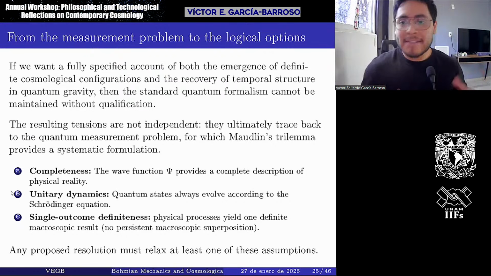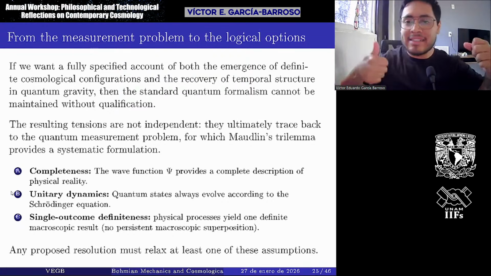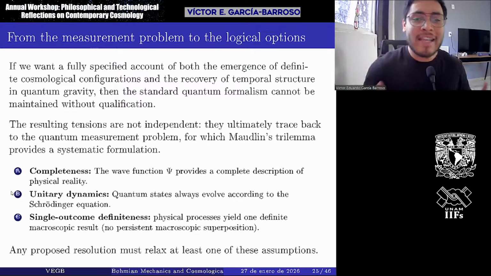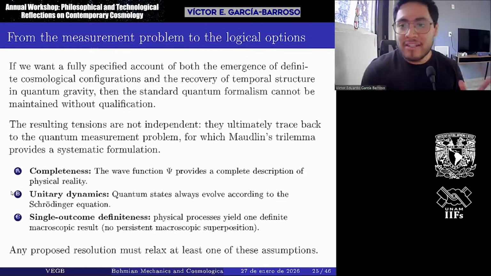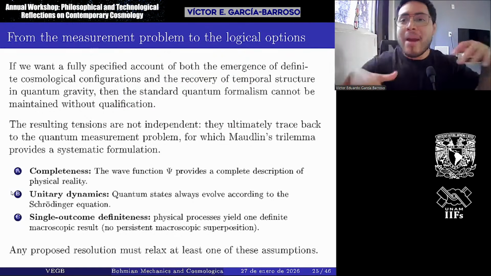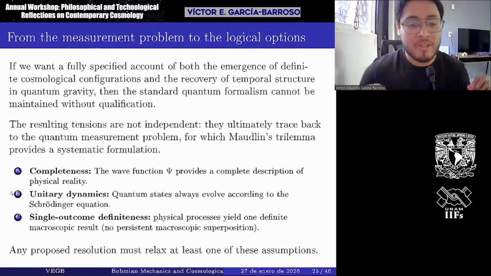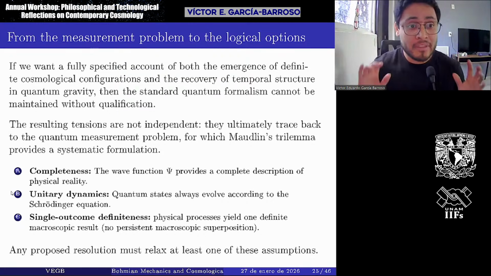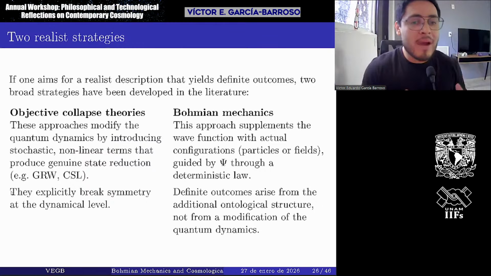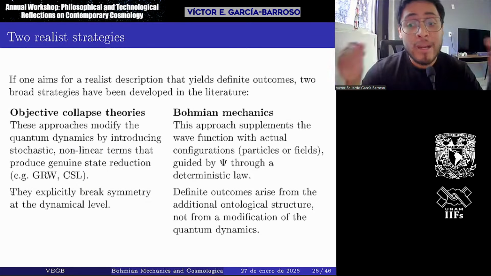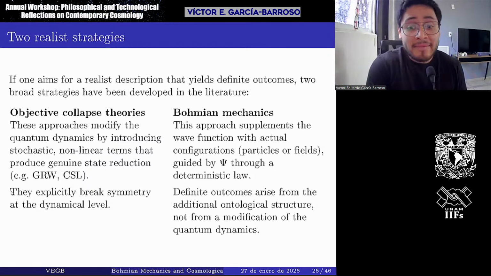Unitary dynamics is not a statement of the standard formalism, because we have this collapse postulate, so the quantum state does not always evolve via the Schrödinger equation. And we have single outcome definiteness, that's the idea that we have no macroscopic superpositions. So we have to give up one of them. And if we want to keep a realistic view, meaning the idea that the universe exists objectively, we have two main paths. One is objective collapse theories.